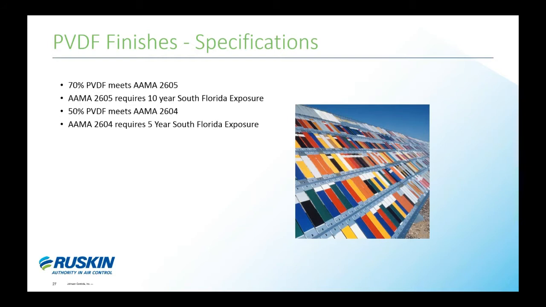Other associations come in the form of AAMA specifications, which is the governing body for painted finishes. The ones that you predominantly see in the sunshade world are AAMA 2604 and AAMA 2605. Our 70% PVDF finish meets the AAMA 2605 as a two-coat. AAMA 2604 specification requires a minimum of 5-year exposure at a 45-degree angle in South Florida at 27 degrees latitude, and 50% PVDF, which is AAMA 2604, also does well.